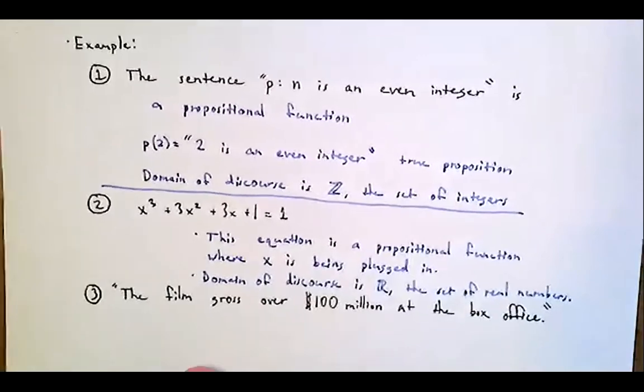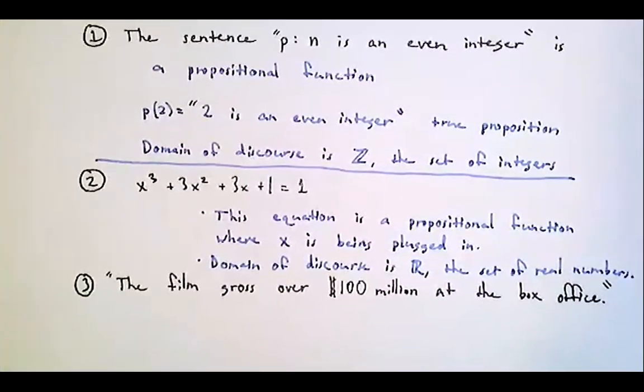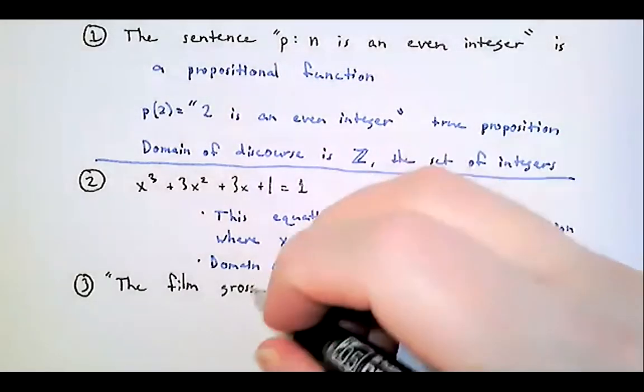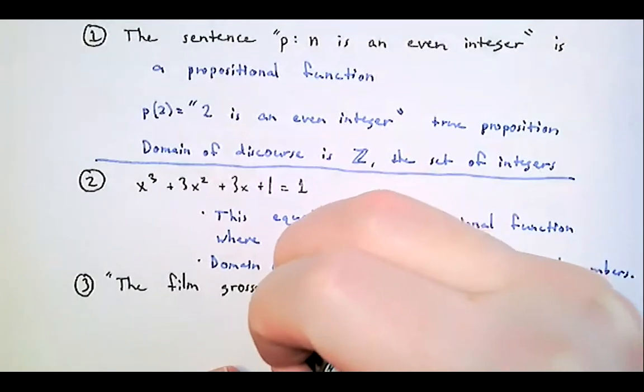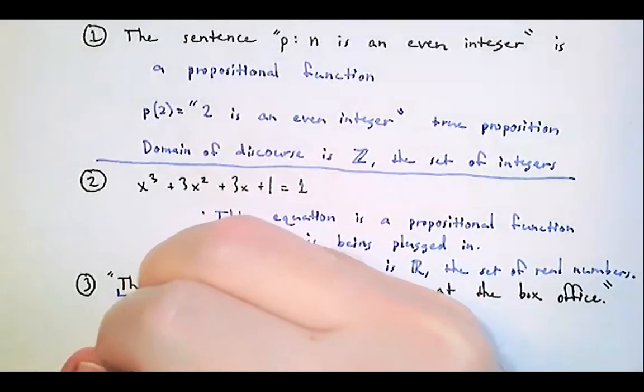Okay, so the first two examples were mathematical. These kinds of things show up in regular conversation as well, these propositional functions. There's a grammatical error there, though. So this particular sentence, the film grossed over $100 million at the box office, depends on the value of the film.